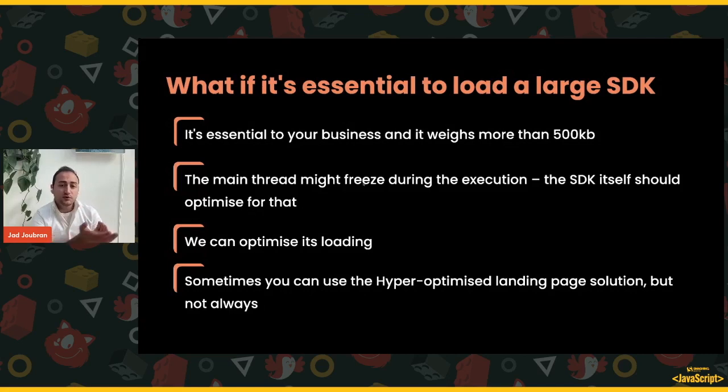So sometimes you can use the hyper-optimized landing page solution like we discussed, but that's not always possible, because sometimes you have two versions of these SDKs, and only at runtime you need to check: is the user on this platform or that platform? Are they on mobile, on tablet? So sometimes it's not possible to use the hyper-optimized landing page.